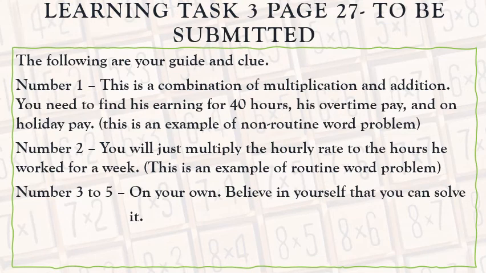Learning Task 3, page 27, to be submitted. The following are your guide and clue. Number 1, this is a combination of multiplication and addition. You need to find his earning for 40 hours, his overtime pay, and holiday pay. This is an example of a non-routine word problem.